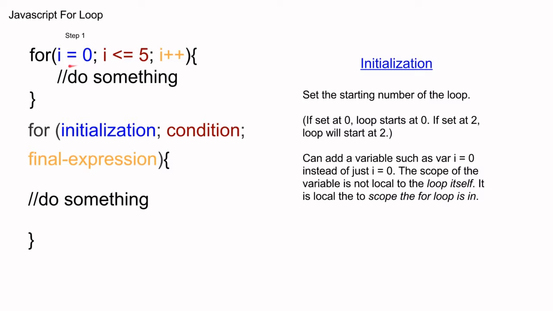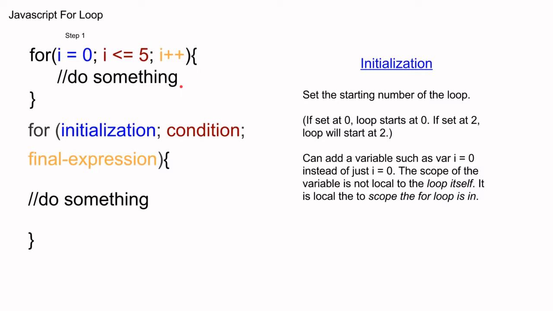Just remember, it could be a variable. For instance, right here, instead of i = 0, you could do something like var i = 0. But you got to remember that the scope of the variable is not local to just this right here. The scope of it is going to be outside of it as well. It's not going to be contained in this for loop.